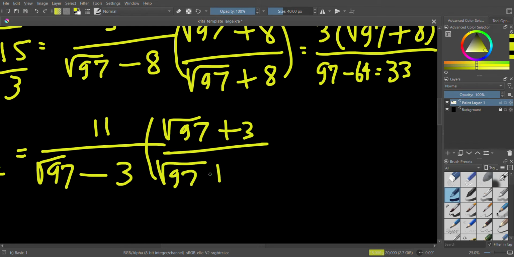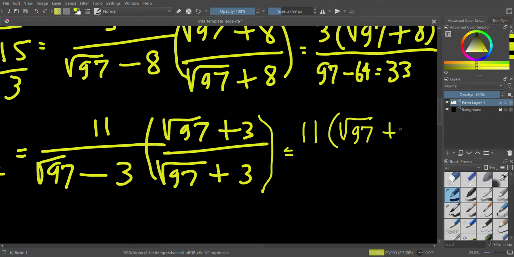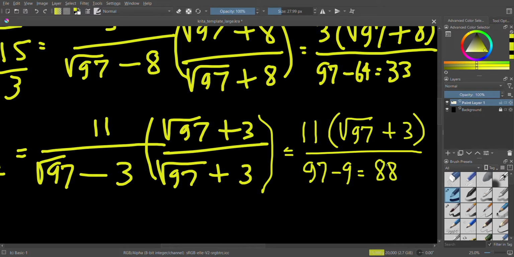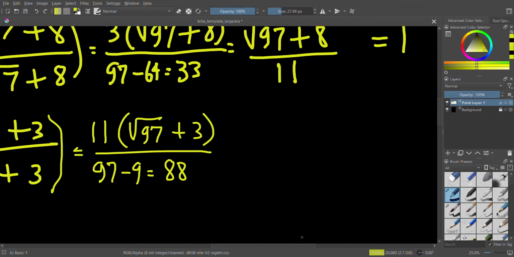Feel like I want this to be a tad smaller. Yeah, there we go. That's better. 97 minus 9 is equal to 88. And so this is alpha sub 4.